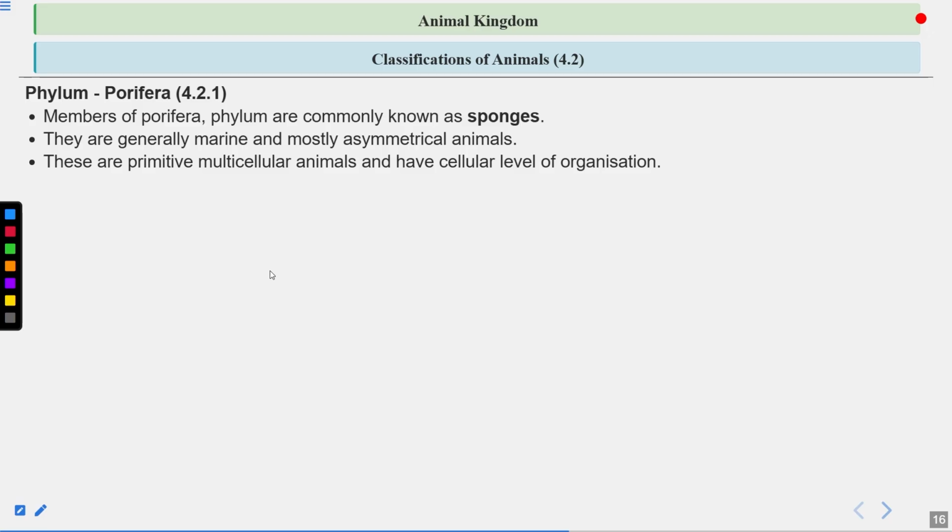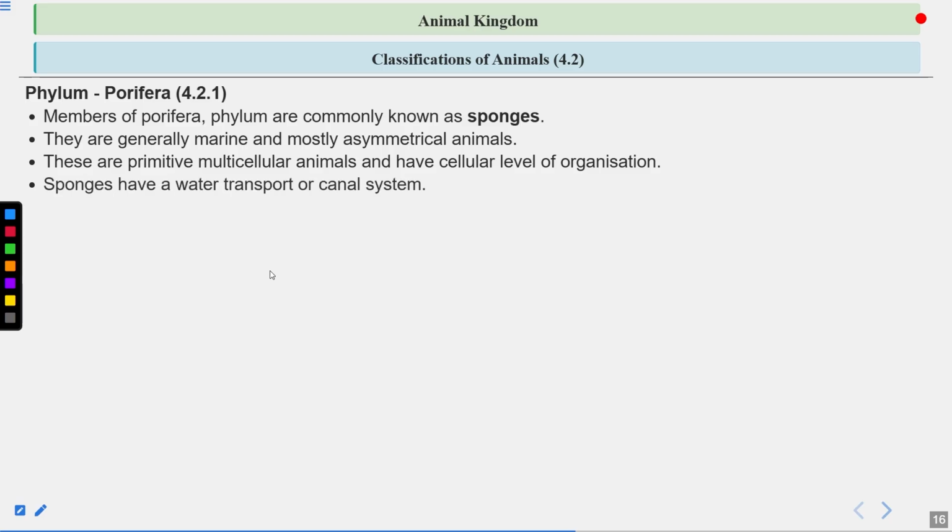They are primitive multicellular animals and have the cellular level of organization. So this is the first type of multicellular organism in which we see the cellular level of organization. No tissue formation has taken place because they have very loose aggregates of cells. The cells are not compactly packed and they are not forming any tissue.